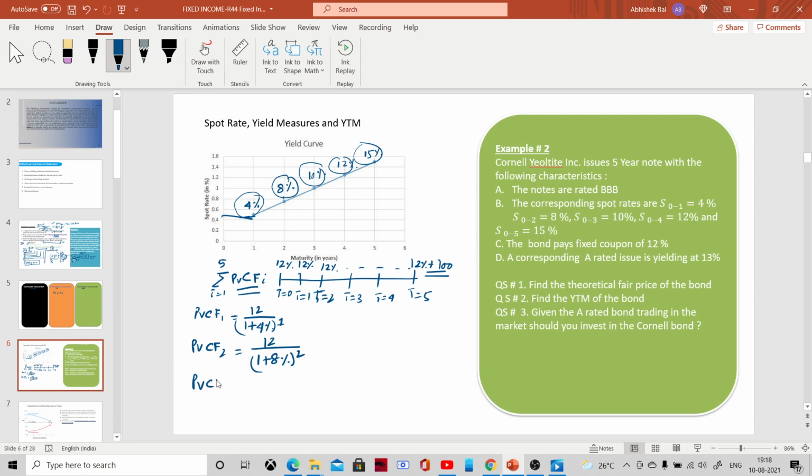Similarly, the present value of my third year's cash flow should be 12 divided by (1 plus 10%) whole cube, right? Similarly, the present value of the cash flow for the fourth year must be equal to 12 divided by (1 plus 12%) to the power 4, and the final year is going to be again 12. We have two cash flows in the final year: one is the last coupon and then the principal.